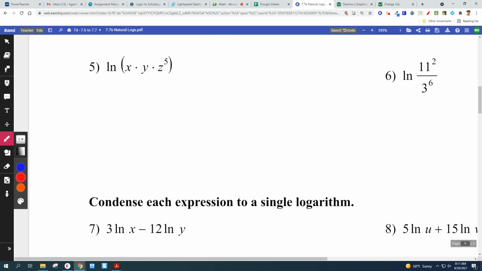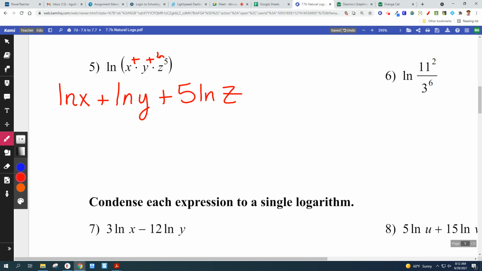So then here's another one. This is the exact same problem, only instead of numbers, you have variables. You're going to change these into pluses, and you're going to pull that 5 in the front, and you're going to see natural log of x plus natural log of y plus, what's the last one going to be? Five natural log of z. Very good.